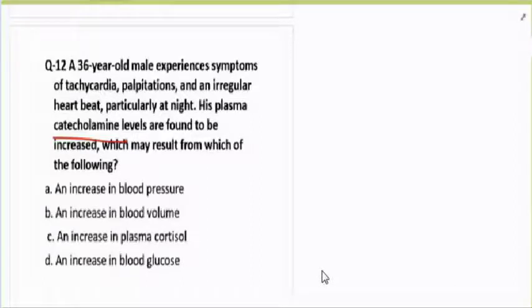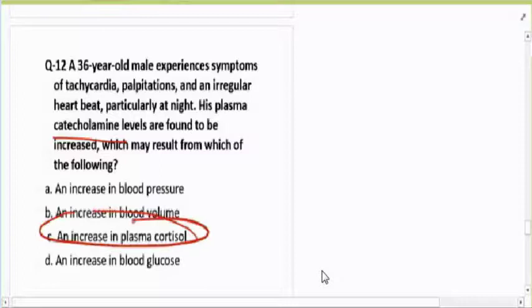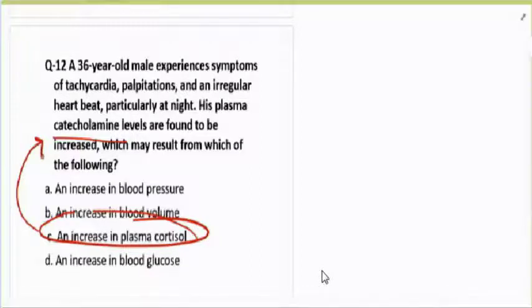Now, increase in sympathetic discharge will be seen if there is a fall in blood pressure, or a fall in blood volume, or a fall in blood glucose. But an increase in plasma cortisol can result in an increase in the catecholamine levels, right? Plasma cortisol will increase the catecholamine levels, right?